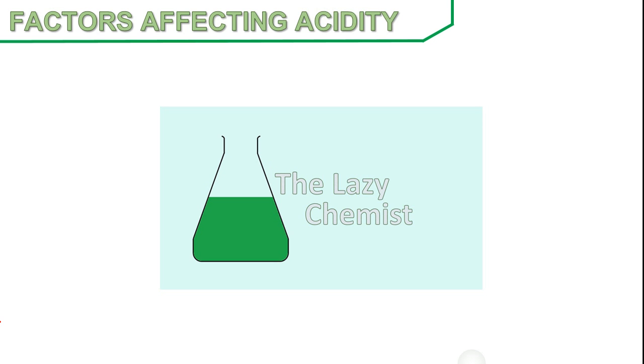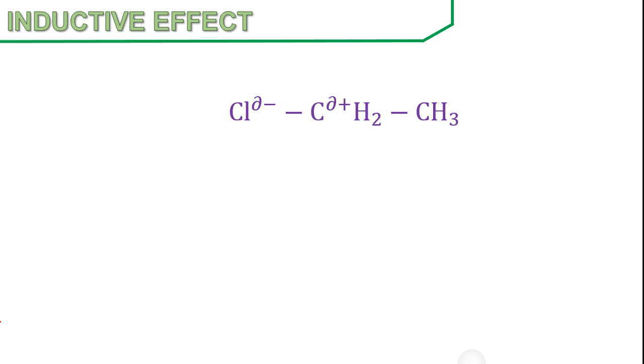Okay, so today I want to talk to you about the factors affecting acidity. The first factor I'm going to talk to you about is the inductive effect. Now, the inductive effect is caused when you have an electron withdrawing group or an electronegative element, and it attracts electron density towards itself in a bond.